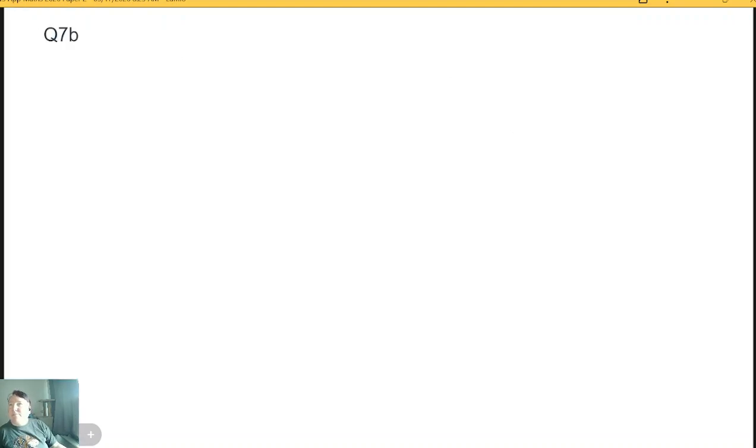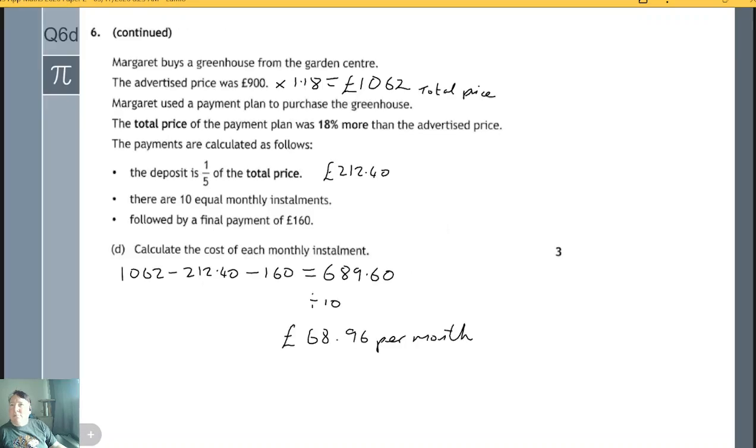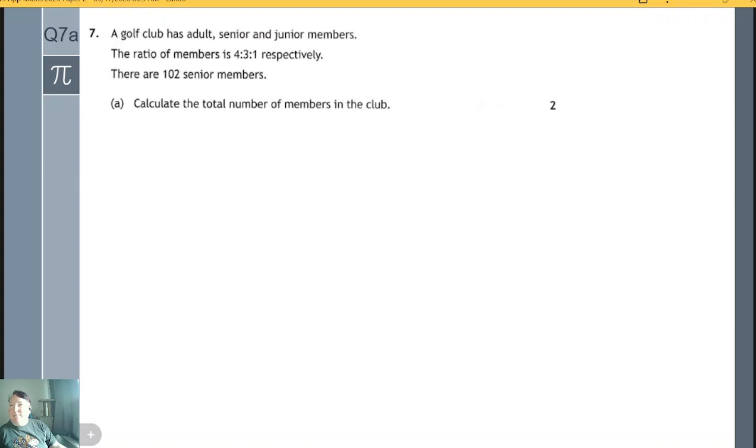Okie doke. Oh, I did jump there, didn't I? Here we go. A golf club has adult, senior, and junior members, ratio of 4 to 3 to 1, respectively. So that is adult to senior to junior.